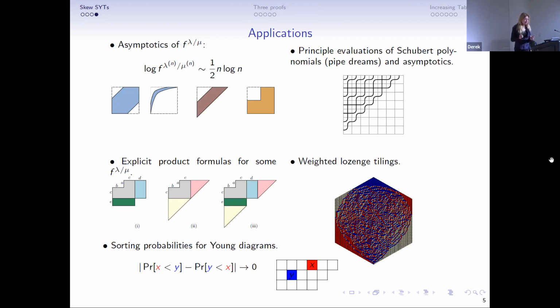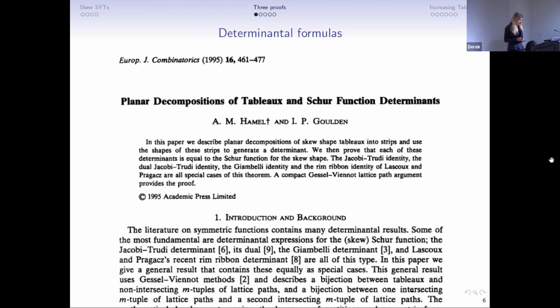Okay, so now if there are no questions, I want to show you how to prove this formula, and in particular, use one identity. So here is an example from that paper that we are going to use from 95. Planar decompositions of Tableaux and Schur function determinants. So this is a great generalization of the Jacobi-Trudi identity, the Giambelli identity, and so on.